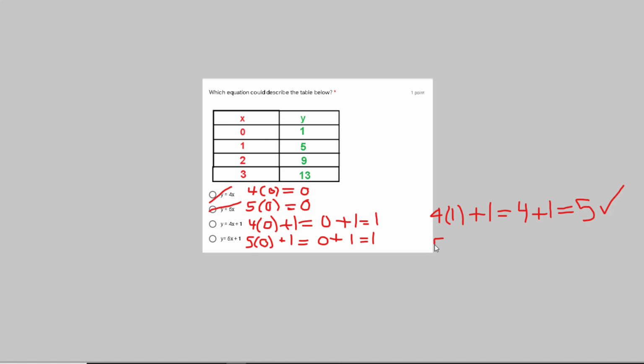We try 5 and 1. This would give us 5 plus 1, or 6. Now, that doesn't work, right? Because we wanted a 5. So this means that this can't be it. Our final answer must be 4x plus 1.